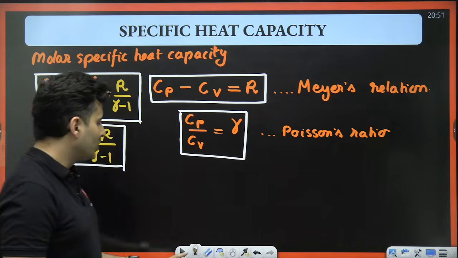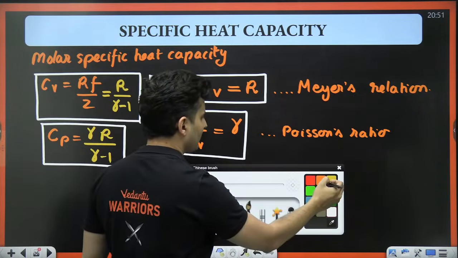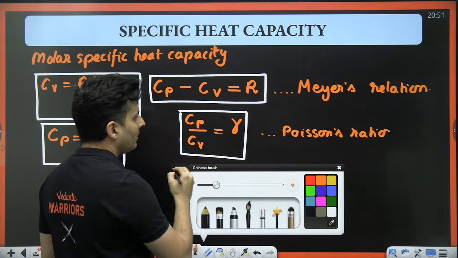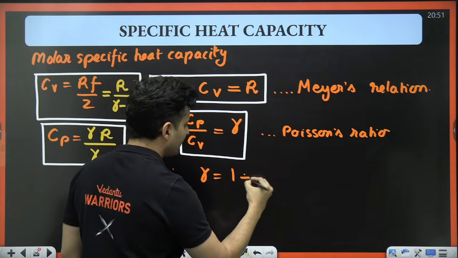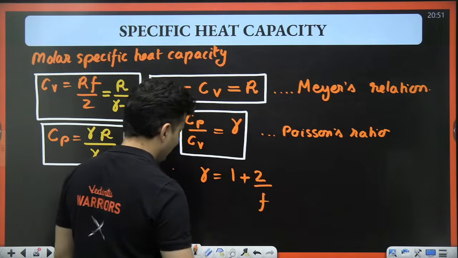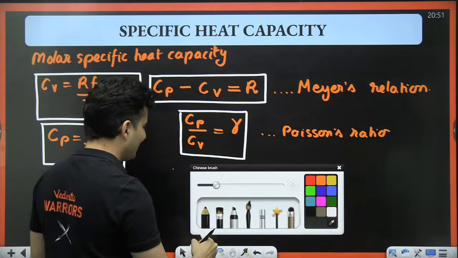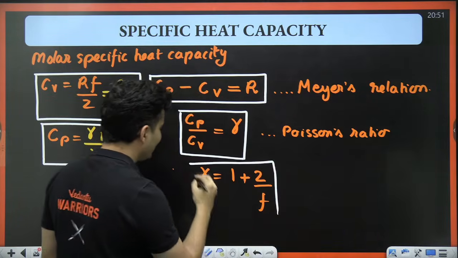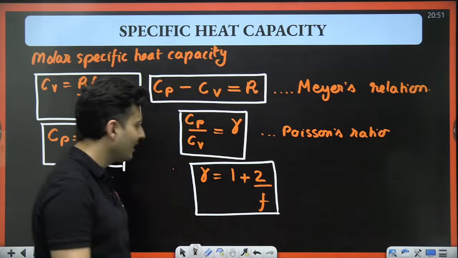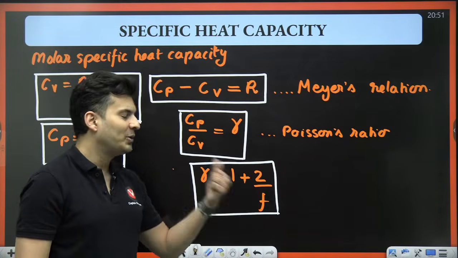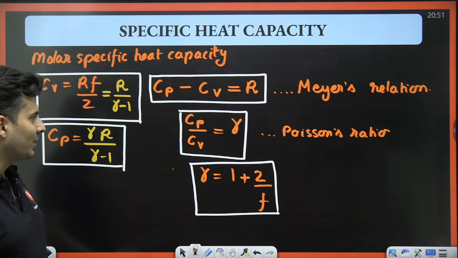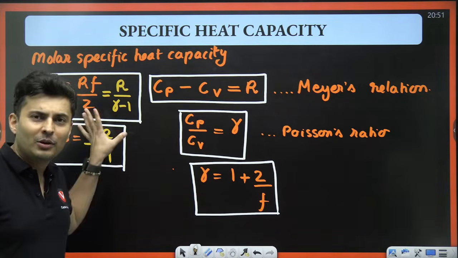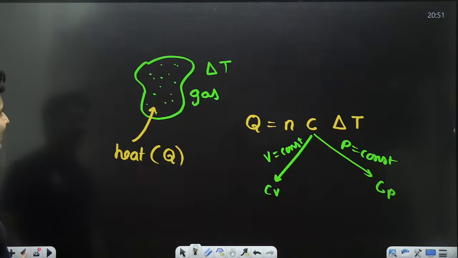One more result which you must know, and that is this: gamma is 1 plus 2 by degrees of freedom. Not many people remember this formula. That's why I'm mentioning it explicitly. Gamma is 1 plus 2 by F. Very, very important formula. Let's use this formula so that you remember it forever.